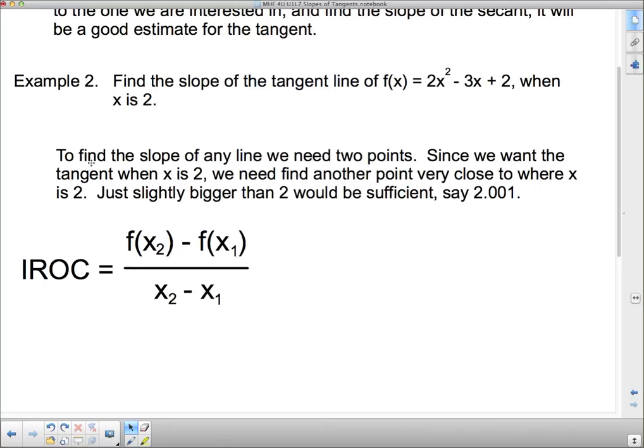To find the slope of any line, we need 2 points. Since we want the tangent when x is 2, we need to find another point very close to where x is 2. Just slightly bigger than 2 would be sufficient, say 2.001.